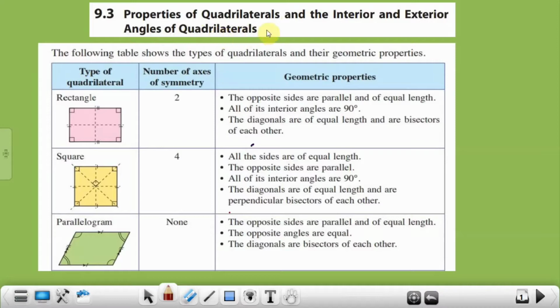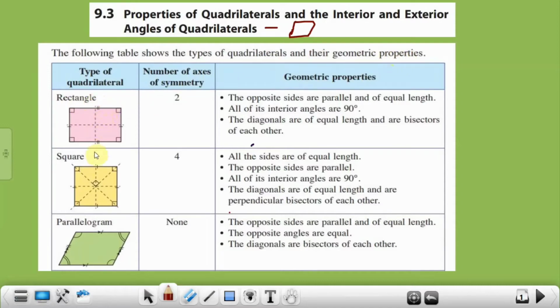Okay, let's proceed to 9.3, properties of quadrilateral and the interior and exterior angles of quadrilateral. Okay, quadrilateral ni maksudnya segi empat lah, segi empat. Okay, so the following table shows the types of quadrilateral and their geometric properties. Okay, the first type is rectangle.